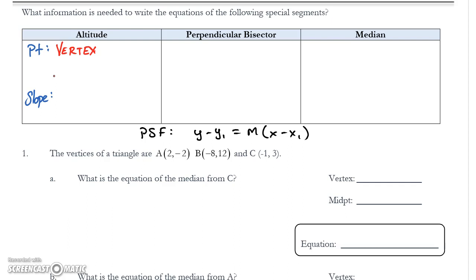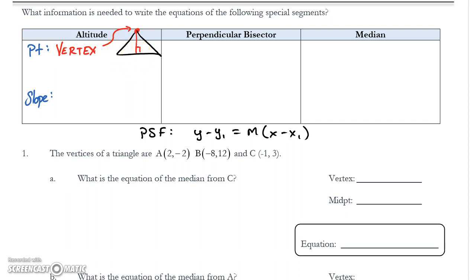The second one is the slope. The slope is a little bit more challenging. Remember what an altitude is. If I'm talking about an altitude of a triangle, it starts at a vertex, that's what this part is here, and it goes to the opposite side and it's perpendicular. So I have no idea what point it's going to on the opposite side. I just know it's perpendicular.